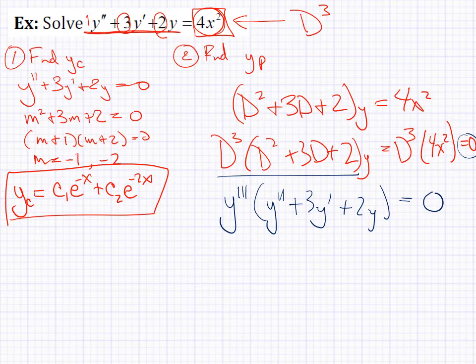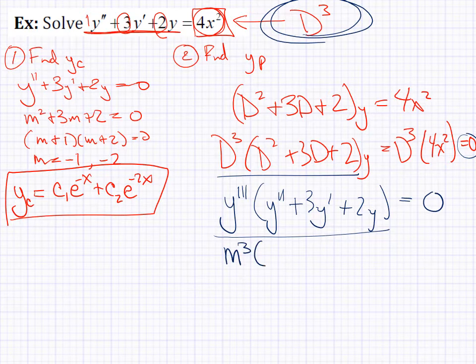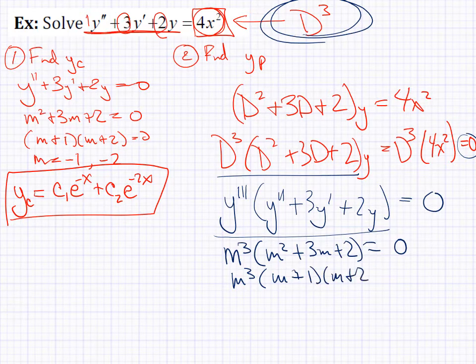It's still a constant coefficient equation, but it's a homogeneous one. This is the reason why it's important that the original one is constant coefficients, because the annihilators all have constant coefficients. So this just creates a bigger constant coefficient equation. Well, if it's a constant coefficient homogeneous, what's the auxiliary equation for this one? Well, that would be m cubed times m squared plus 3m plus 2 equals 0, which we know we can factor as m cubed times (m plus 1)(m plus 2) equals 0.